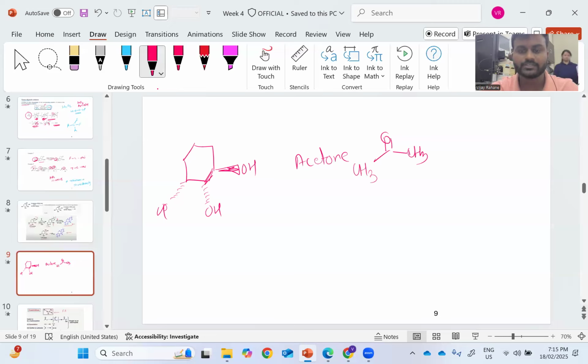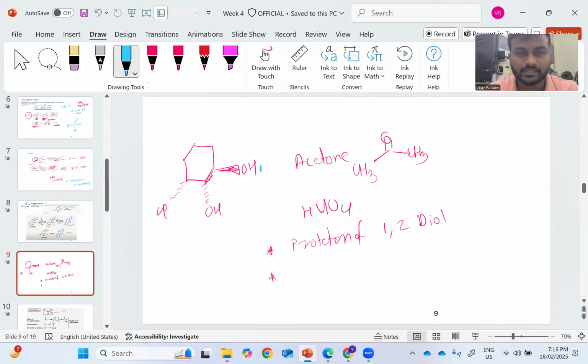So if you have acetone as a reagent and HClO4, what happens? The protection of a 1,2-diol occurs, and the condition is that the 1,2-diol should be syn to each other. So in this case, there are A, B, and C.